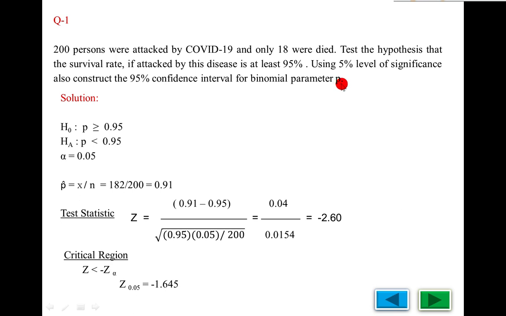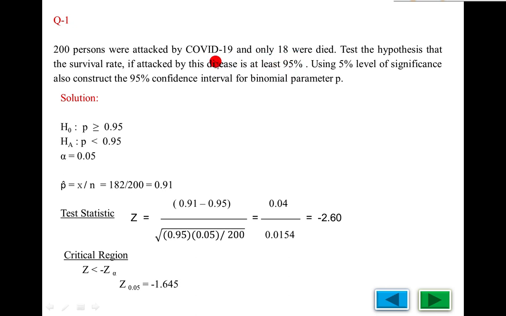So how can you tell whether this question is related to proportion or mean or standard deviation, etc.? So this word, 95%, at least 95%, the survival rate is 95% in percentage.